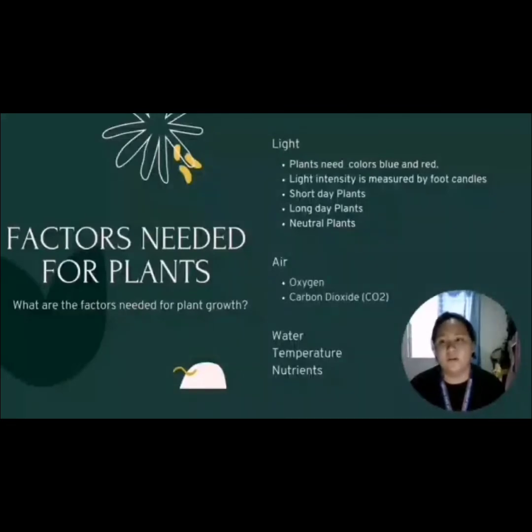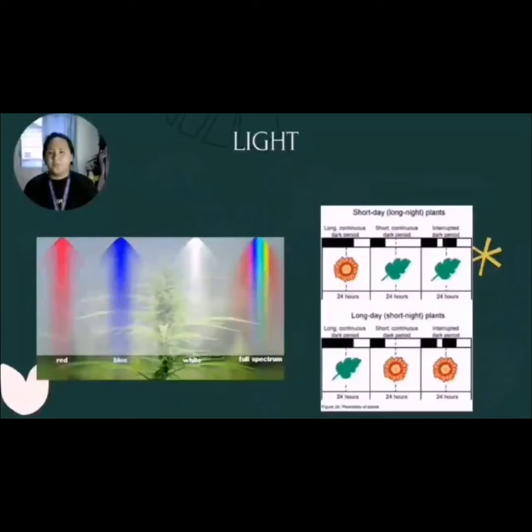Now I will be talking about the factors needed for plant growth. We have here the light, the air, the water, the temperature, and the nutrients. Let's start with the light. Plants need the colors blue and red. What do these colors have to do with plants? Plants need these colors to activate chlorophyll.